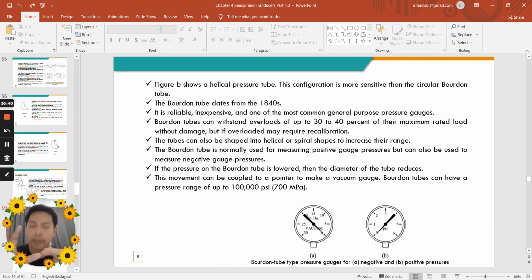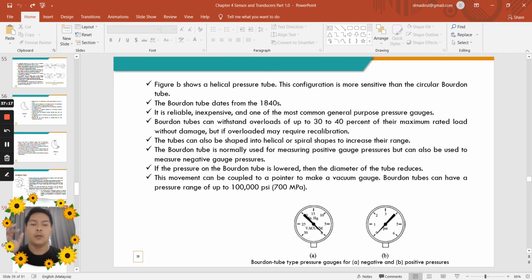It can again be used. However, it needs to be calibrated first. The tube can also be shaped into a helical or spiral shape to increase its range. The Bourdon tube is normally used for measuring positive gauge pressure, but can also be used to measure negative gauge pressure. So if the pressure on the Bourdon tube is lower, then the diameter of the tube also reduces. This movement can be coupled to a pointer to make a vacuum gauge. The Bourdon tube can have a pressure range up to 1000 psi or 7 megapascals.